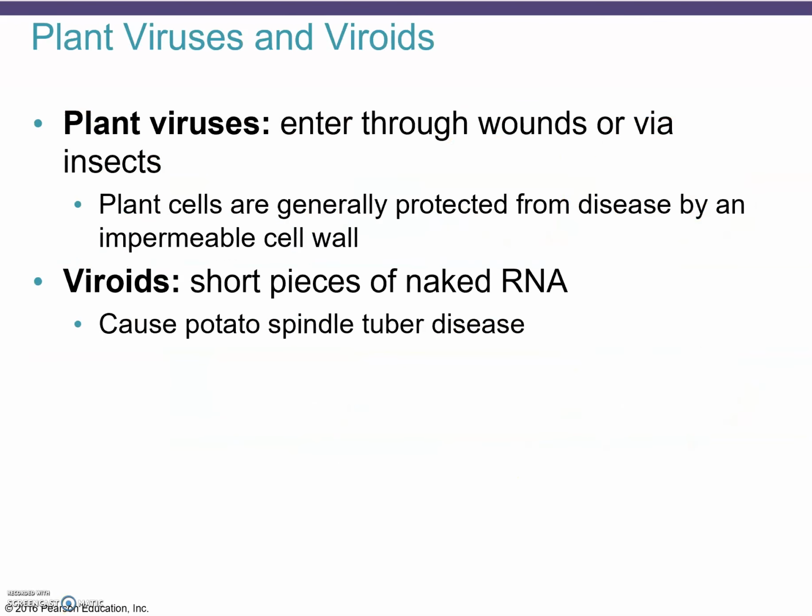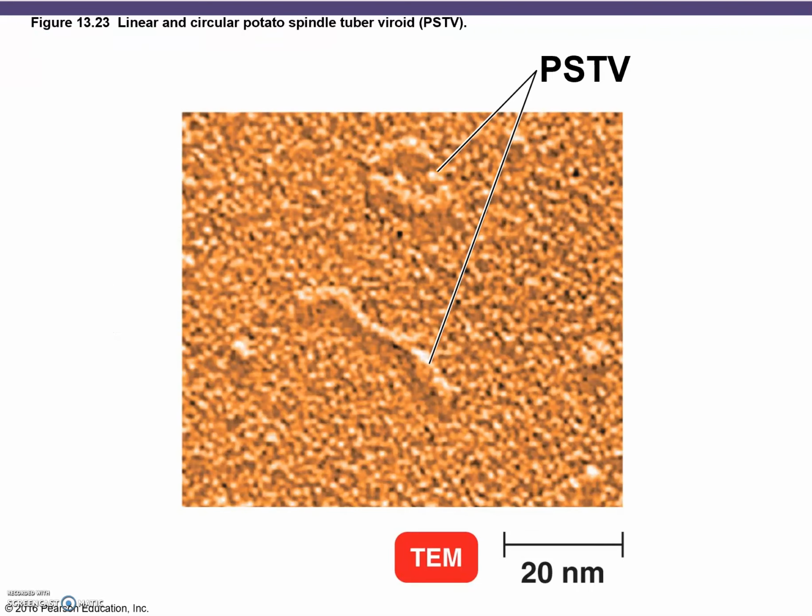Now here we have really our last couple of slides. So plant viruses enter through wounds or via insects. Then a very important definition here, viroids, those are short pieces of naked RNA, so infectious RNA particles. One that's of importance here would be the cause of potato spindle tuber disease, and this is what that might look like. So this is that potato spindle tuber viroid shown here on the electron micrograph.